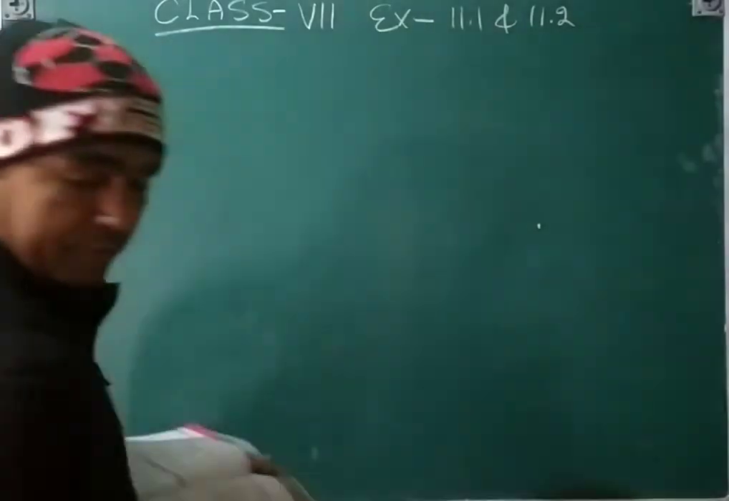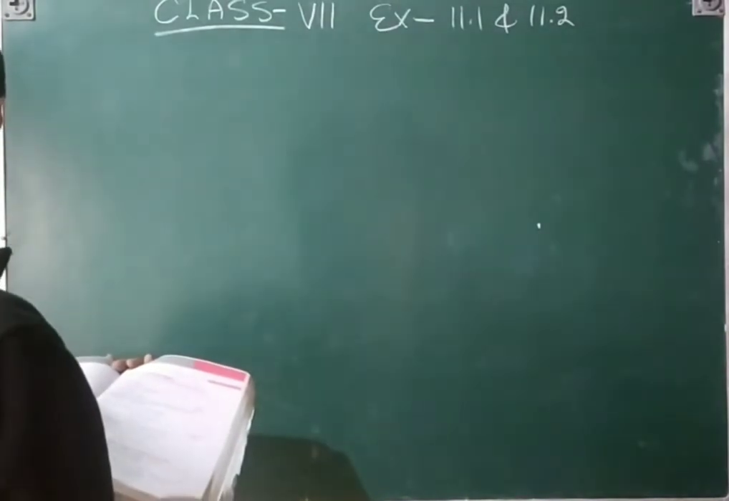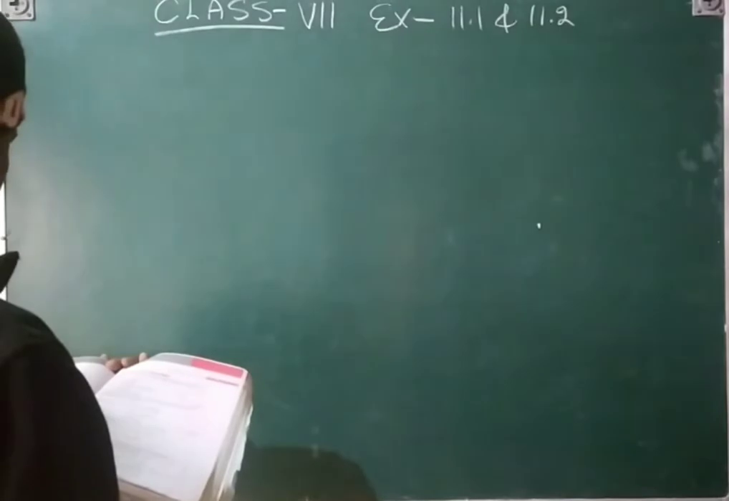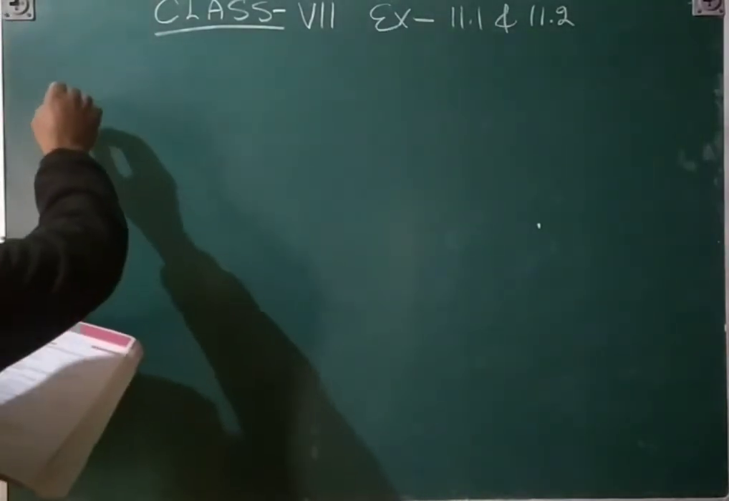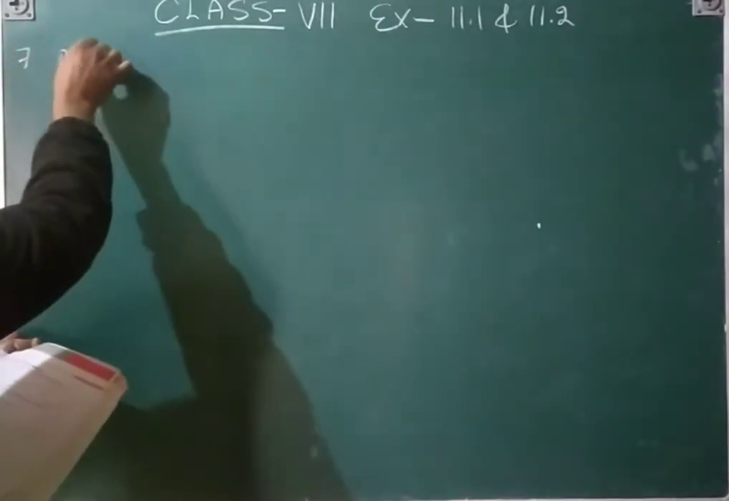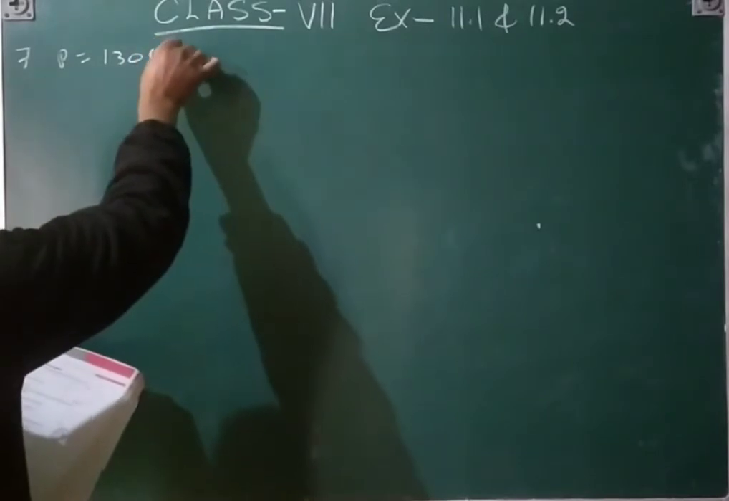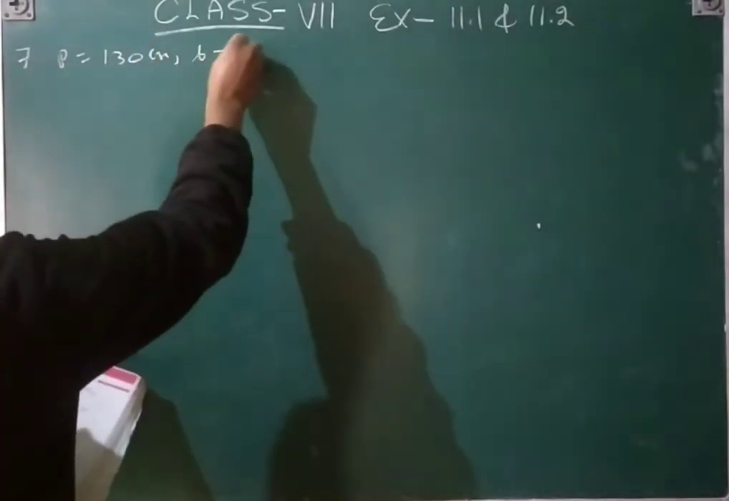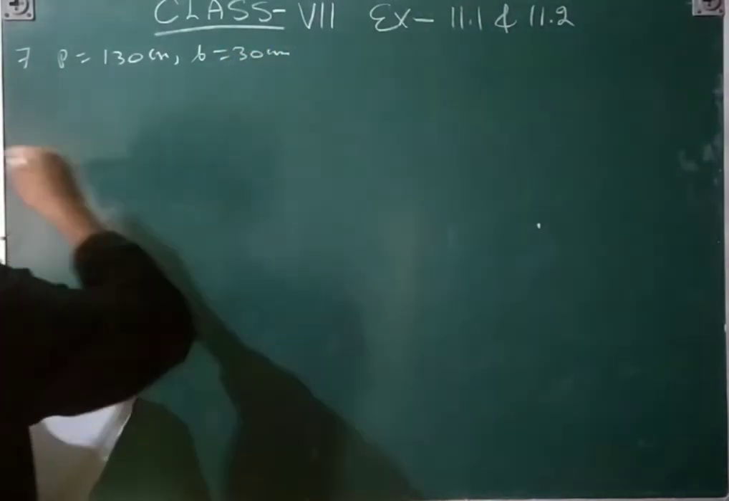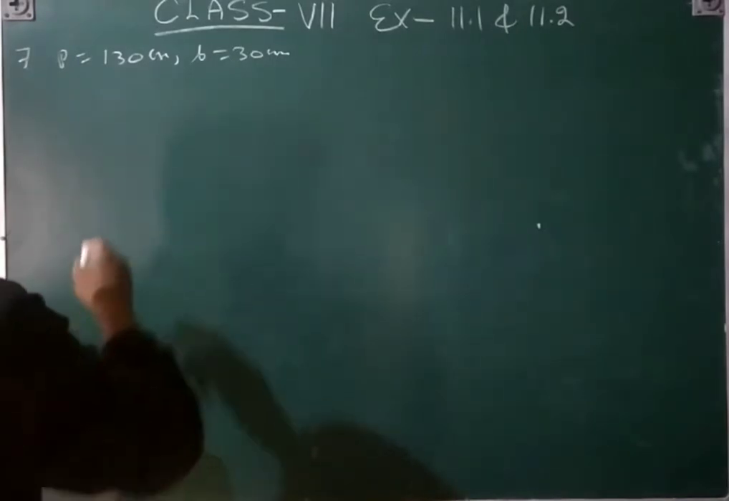And then seventh question. You see here that the perimeter of a rectangle is 130 centimeter, and the breadth of the rectangle is given as 30 centimeter. So we need to find the length and also the area.